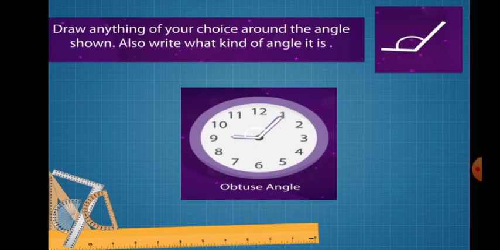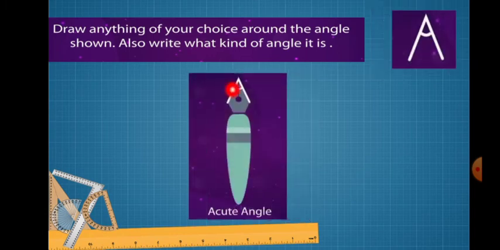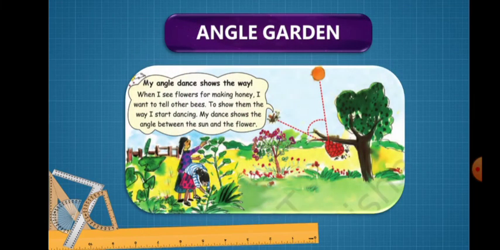Then observe the hands of this clock. It is more than 90 degrees. So it is an obtuse angle. The bottom of this ice cream is having an angle less than 90 degrees. It is an acute angle. The needle of this pen is having an angle less than 90 degrees. So it is an acute angle.